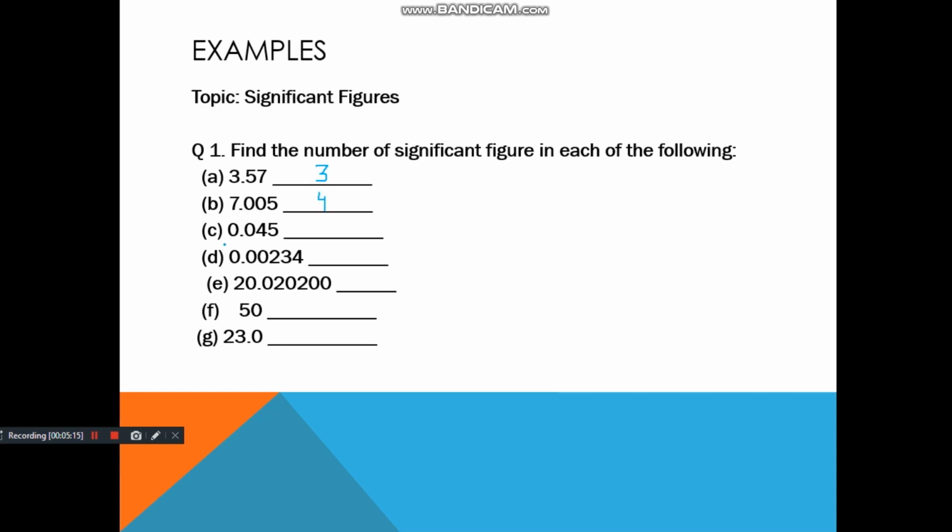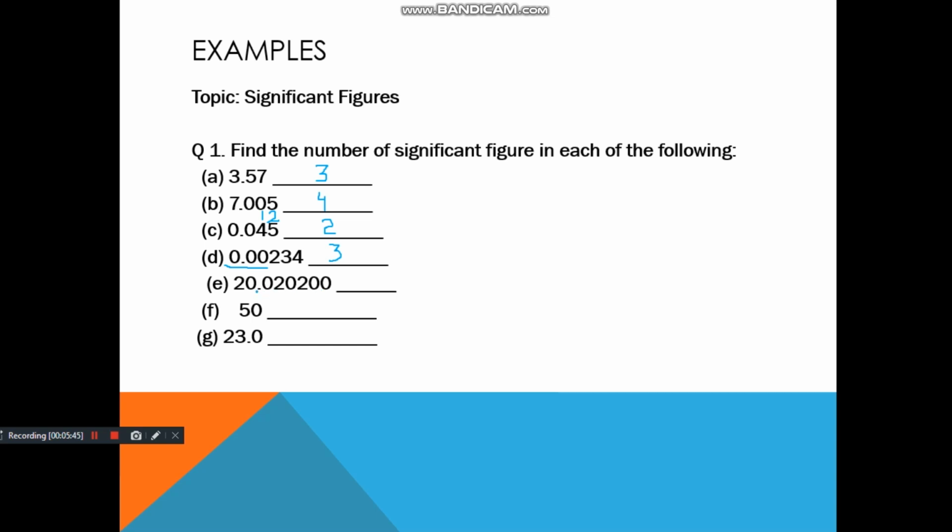Now the leading zeros, 0.045. Are you supposed to count the leading zeros? No, you will not count these two zeros. So your significant figures start from this number 4, and then 5. So the answer is 2. Next is 0.00235. Again, leading zeros you will not count. So what will be your answer? 3. 1, 2, 3.